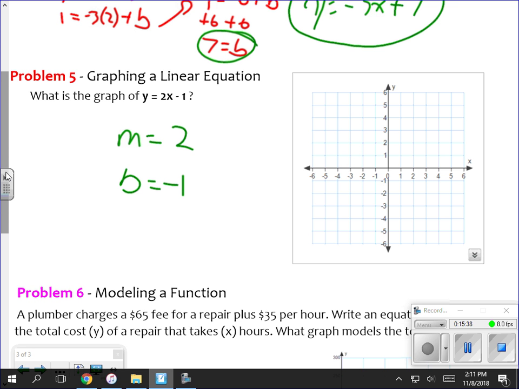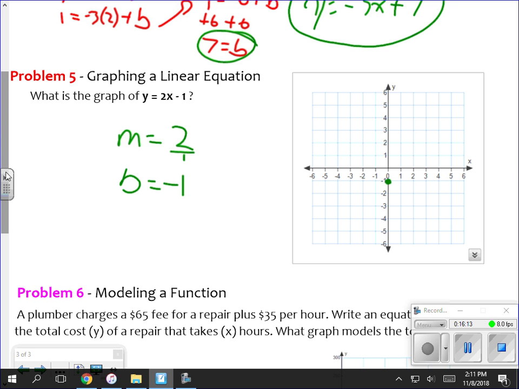So here is how you graph. First part, put a point on the y-intercept. Negative 1 on the y-axis. Put a point there. From that point, okay, from there, make your slope a fraction and do your rise and run from your y-intercept. So rise is 2, run is 1.